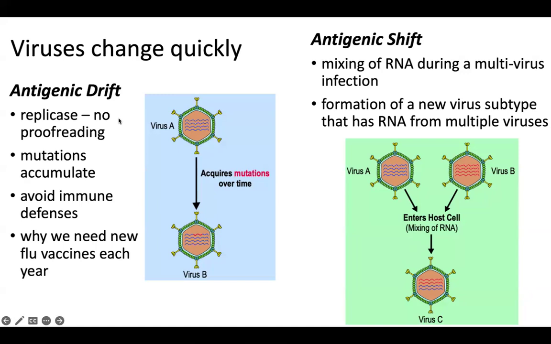it doesn't have any kind of proofreading mechanism. So unlike when our animal cells are copying our own DNA, there's some kind of proofreading and making sure everything is all right. With the replicase, that doesn't occur. And so mistakes happen and these mutations can accumulate. Some of them are going to maybe be negative mutations, but there's going to be enough of them that some of these mutations are going to be helpful in avoiding the immune defenses of their host. This antigenic drift is why we need new flu vaccines each year.